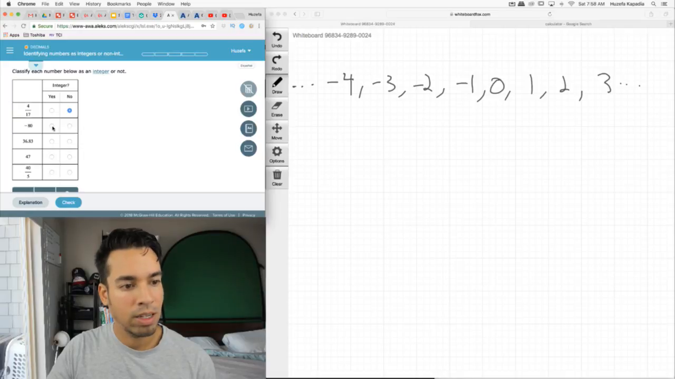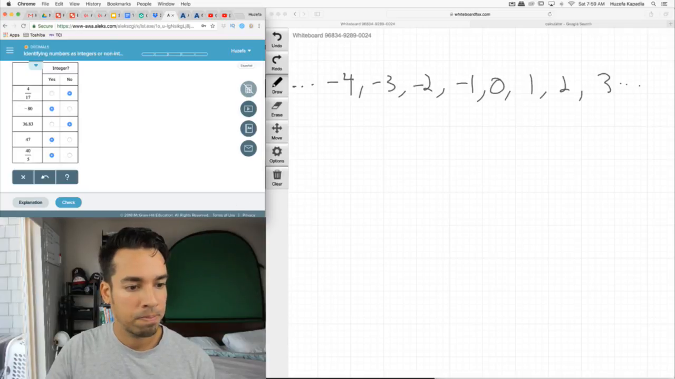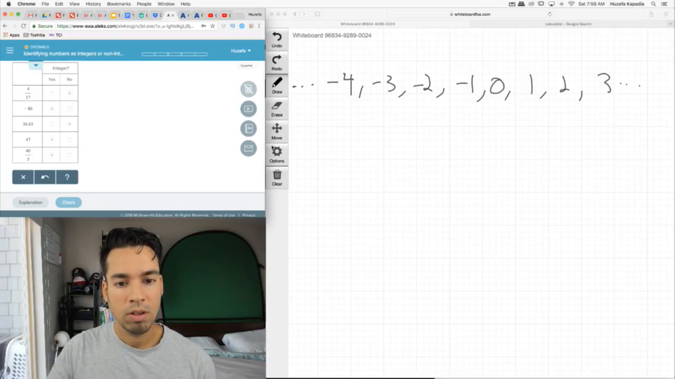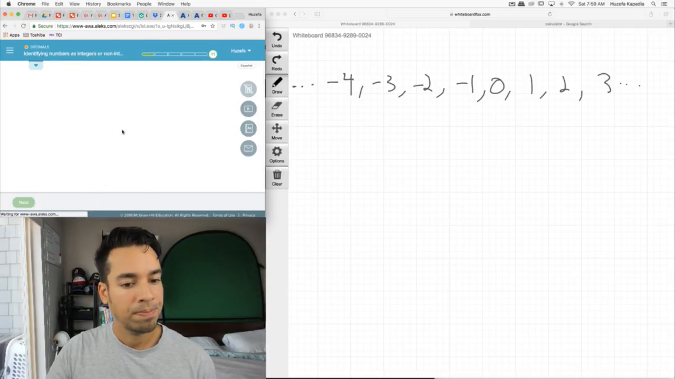This is a whole number that's negative, yes. Decimals, nope, not an integer. Whole number, yes. Now this is deceiving because it's a fraction, but it actually reduces. 40 over 5 reduces to 8. Therefore, it is an integer, so you've got to double check there. Okay, next one.